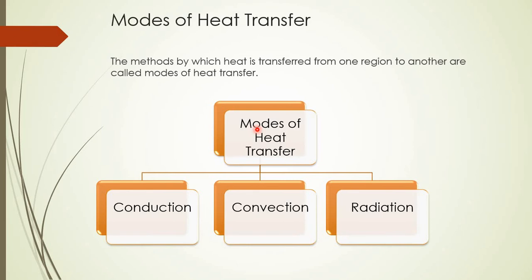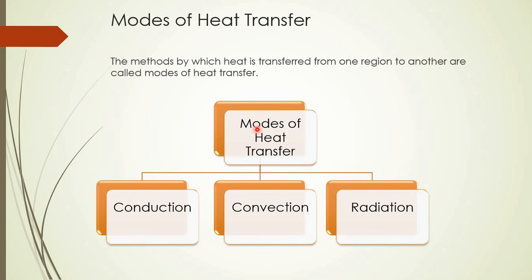Now coming to the modes of heat transfer. When heat passes from the hot object to the cold object, there are different methods through which it is transferred. The methods by which heat is transferred from one region to another are called modes of heat transfer. These are the different ways through which heat is transferred from the hotter region to the colder region.